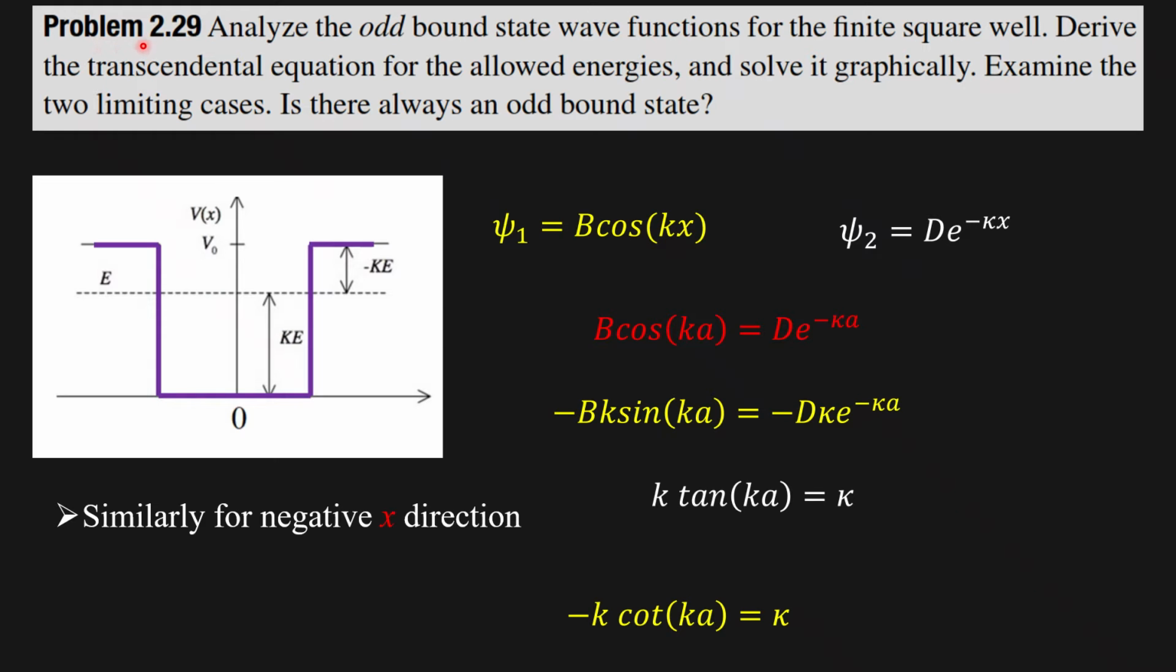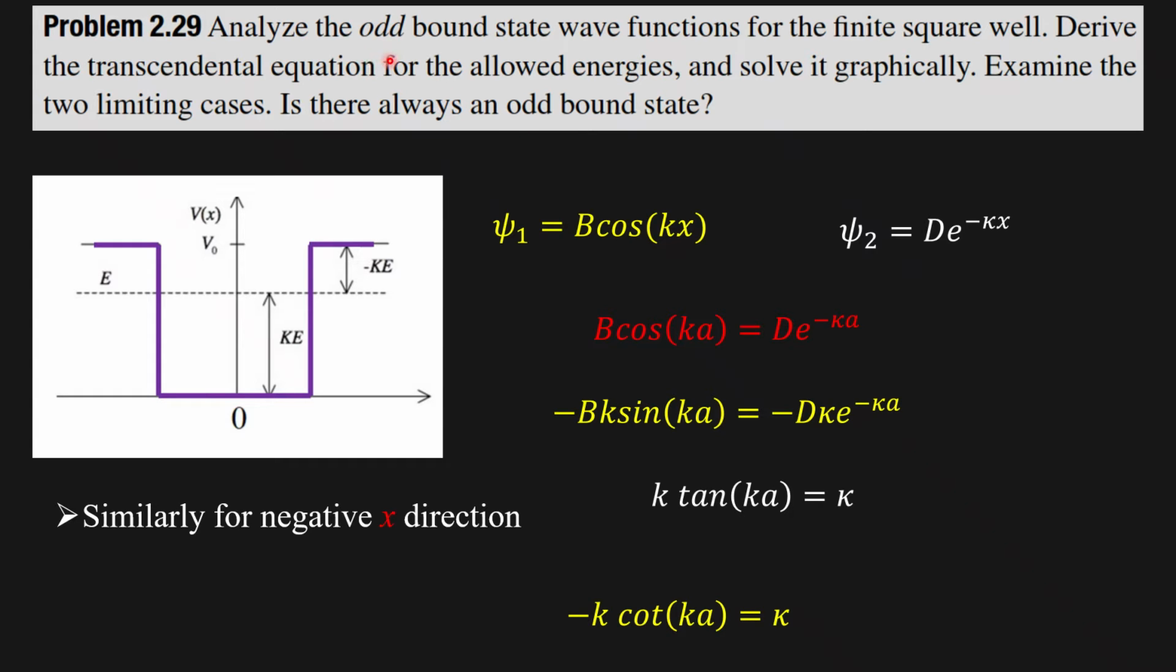Today we are going to solve problem 2.29 of Griffiths, third edition, Introduction to Quantum Mechanics. Problem 2.29 is: analyze the odd bound state wave function for the finite square well. Derive the transcendental equation for allowed energy and solve it graphically. Examine the two limiting cases. Is there always an odd bound state? These are the questions that have been asked.